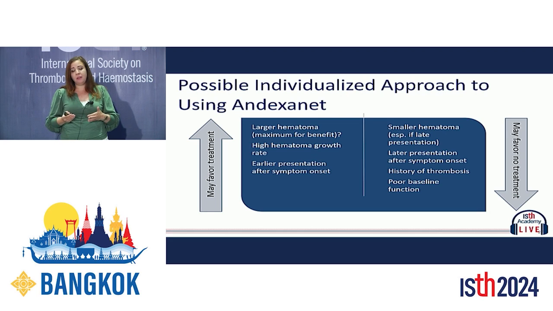On the other side, you see individuals who have smaller hematomas, particularly if they present late, if there's a later presentation after symptom onset, like the damage is already done, those who have a history of thrombosis, and then those perhaps who have a poor baseline functional status coming in the door, that may favor no treatment with andexanet. But again, these are still to sort out, and a lot of folks around the world are working on not only analyzing and publishing these data, which we're hoping to see soon, but also how to incorporate this into their practices in a protocolized fashion.